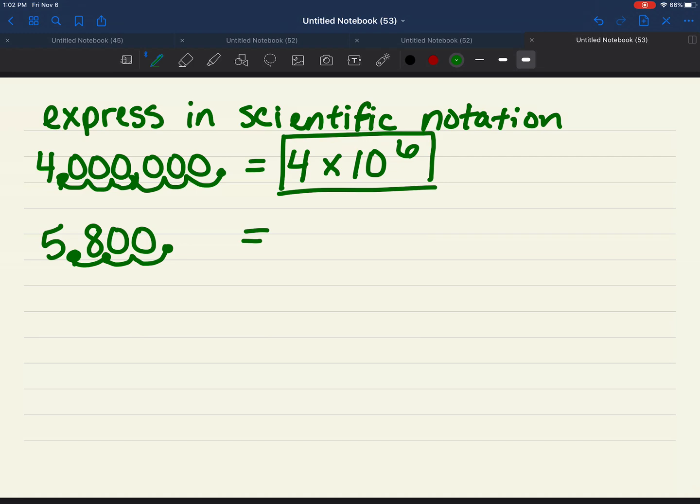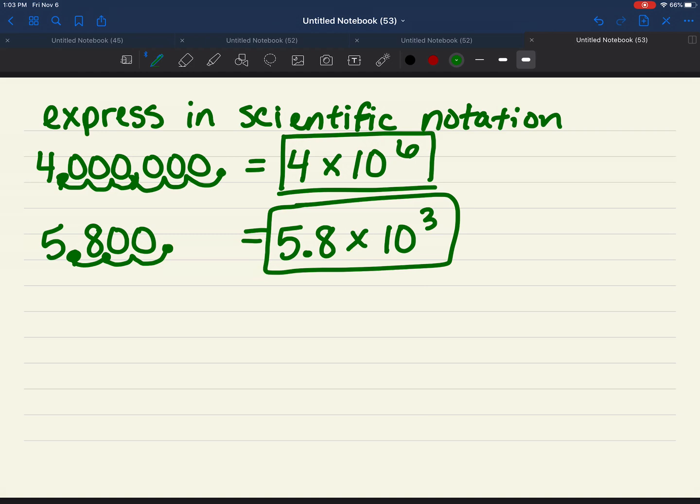So I need to move it one more time because you can only have one number that is not 0 in front of your decimal, okay? So can you tell me what would be my answer in scientific notation? 5.8. Yeah, you don't need the zeros anymore. So just 5.8 times 10. How many times did we move that decimal? 3. And it was a big number, so it would be positive 3. Okay?